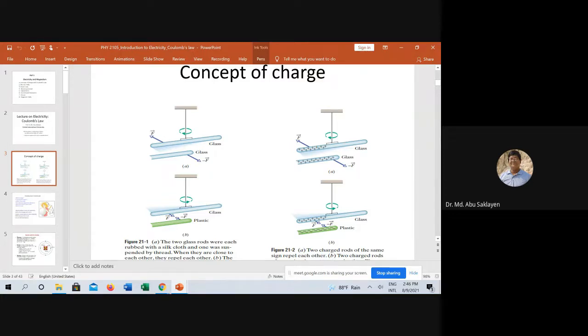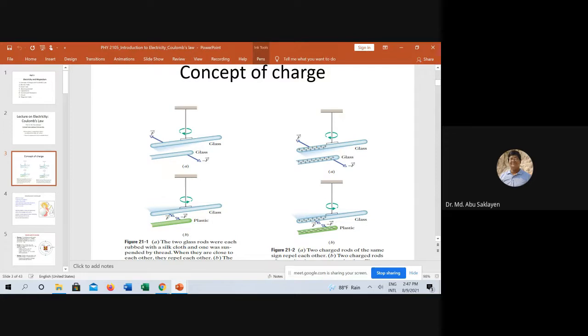But till now we did not get the definition of charge. We got that one object is positive, another object is negative, they attract one another, and if both are positive, they repel one another. Charge is the intrinsic property of the elementary particles which make up an object.